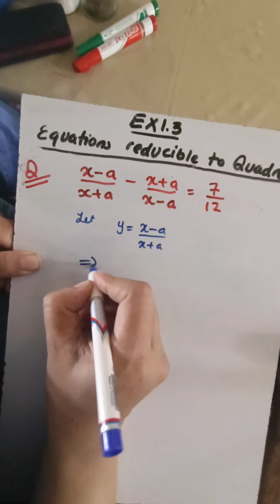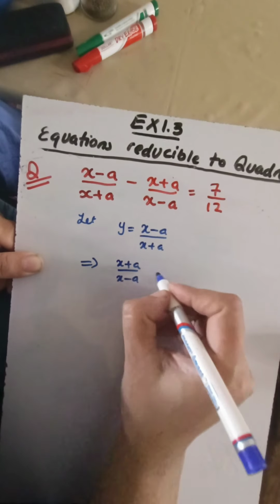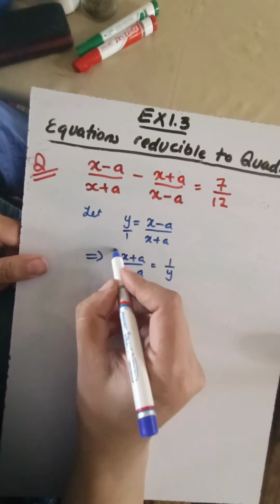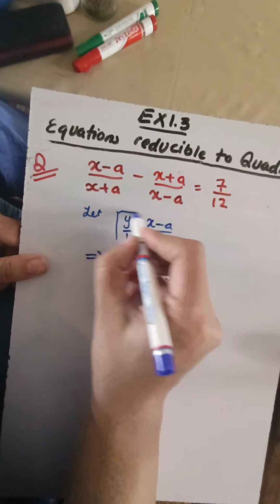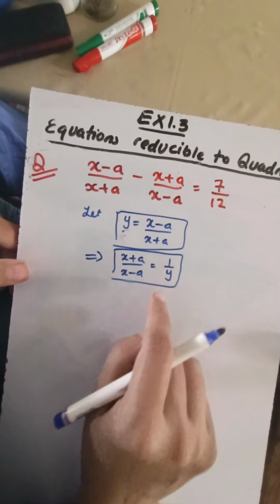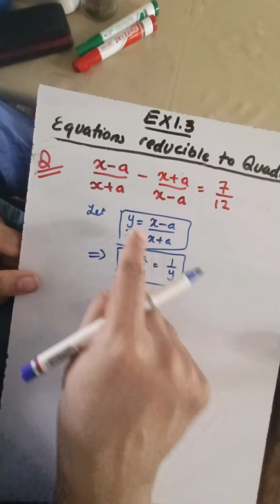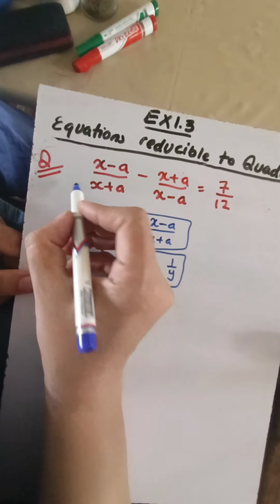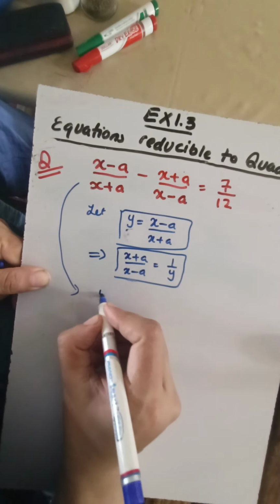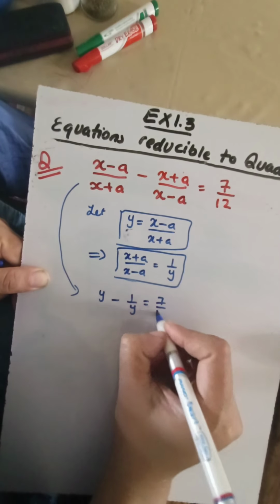If I take the reciprocal of both the sides, this is y over 1, so it will be 1 over y. It means that y is equal to x minus a over x plus a, and 1 over y is equal to x plus a over x minus a. I am going to replace these expressions with y in the equation. So what do we get over here? I will replace this with y minus 1 over y is equal to 7 by 12.